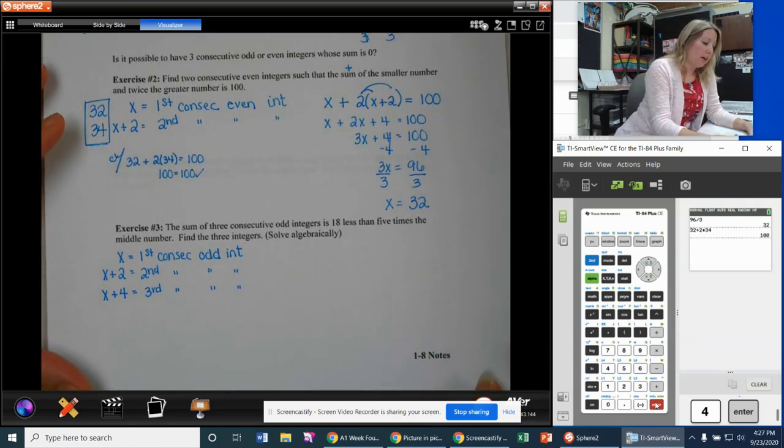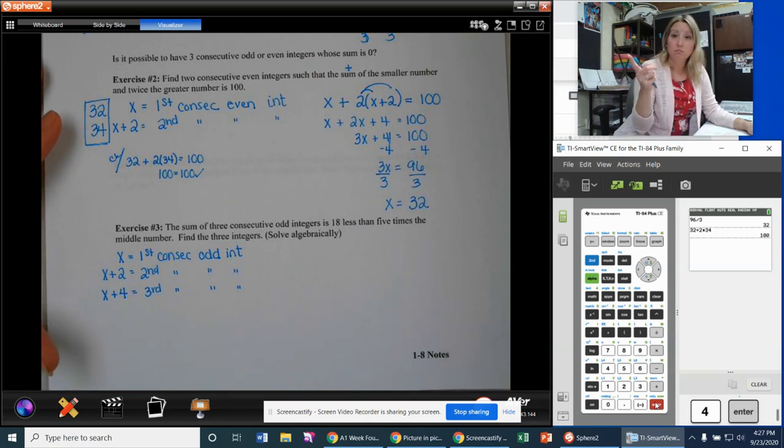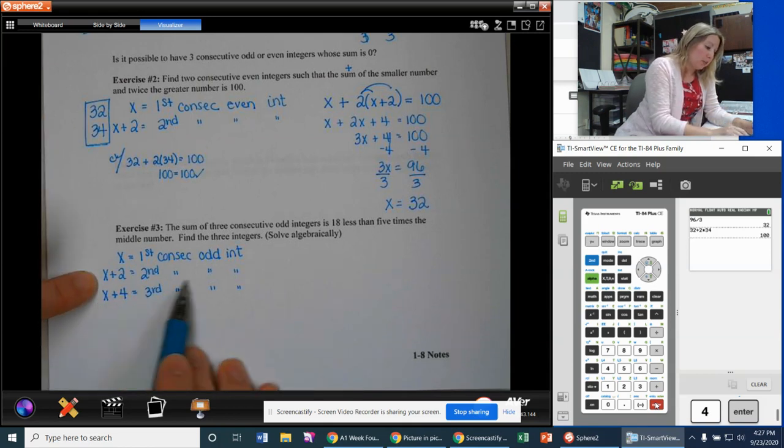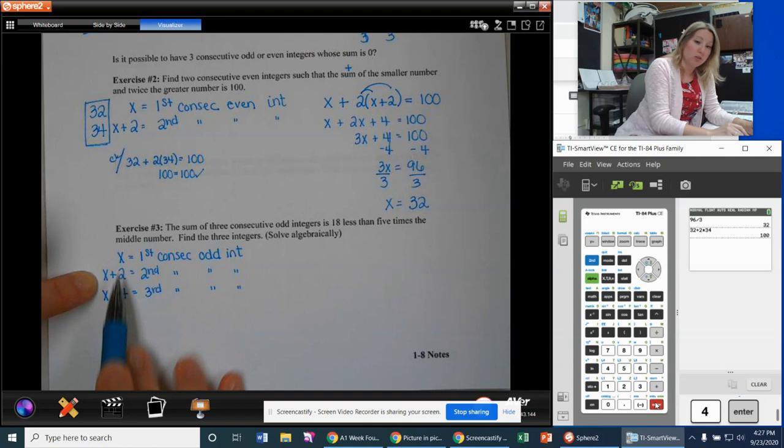The sum of 3 consecutive odd integers is 18 less than 5 times the middle number. Okay. I'm going to start with knowing what the middle number is. And this guy is the middle number. How do I know? It's between these two. Middle. Okay.